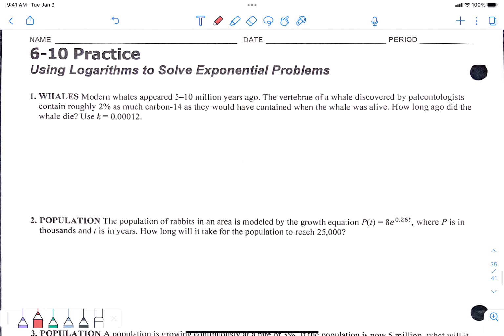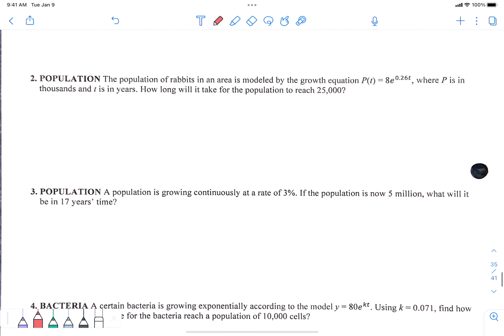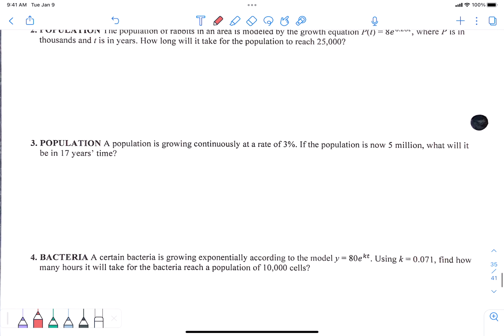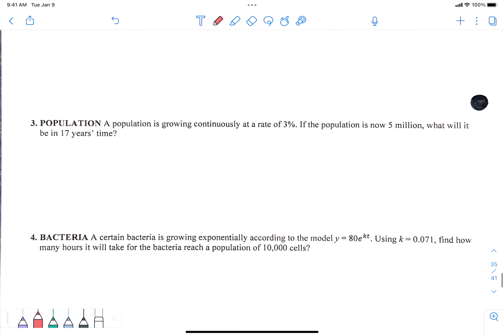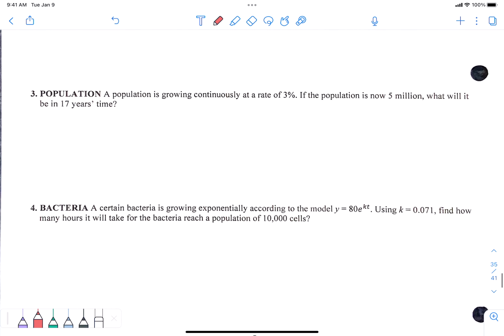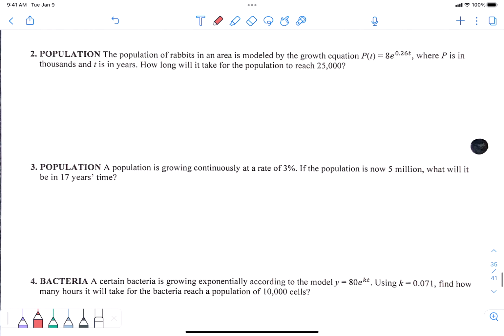Next, let's see what's going on here. I don't want to do number 1 because they give you weird things. How long is the population? What will it be in 17 years' time? How many hours? Okay, which one do you like better, 2 or 4? You're gonna do 3, but which one would you like better, 2 or 4?